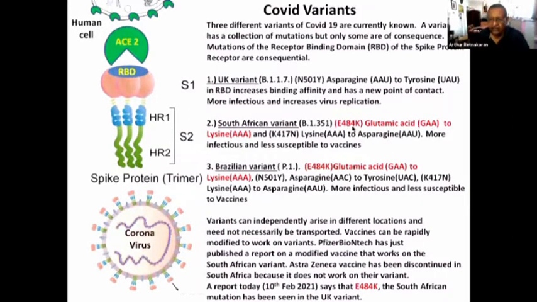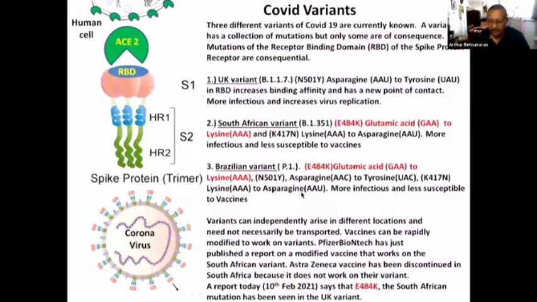E484K is the one that is very worrisome. This is the one that makes this virus more deadly, because the AstraZeneca vaccine does not work on the South African variant, mainly because of this mutation. It becomes more infectious and less susceptible to vaccines.